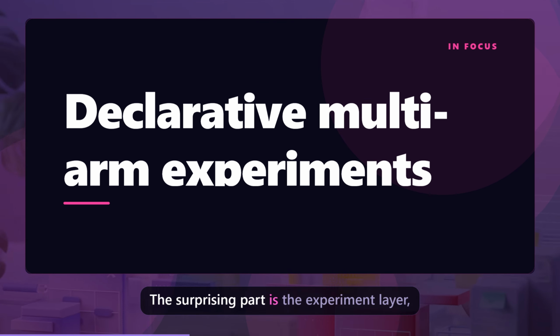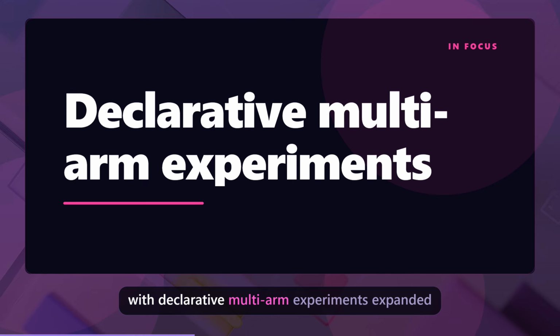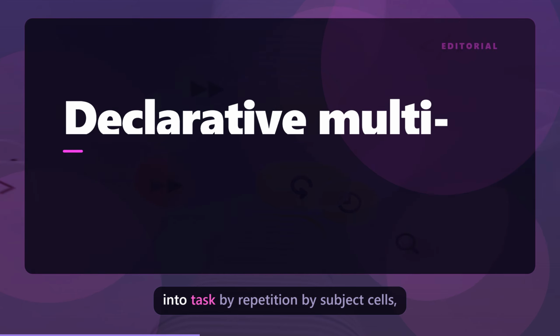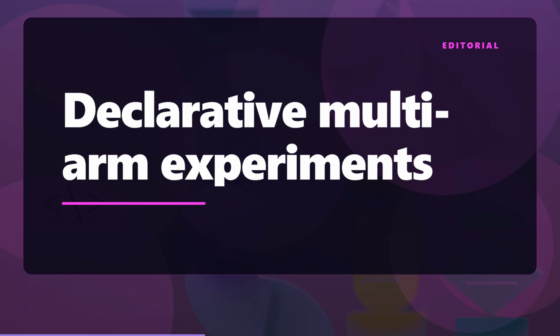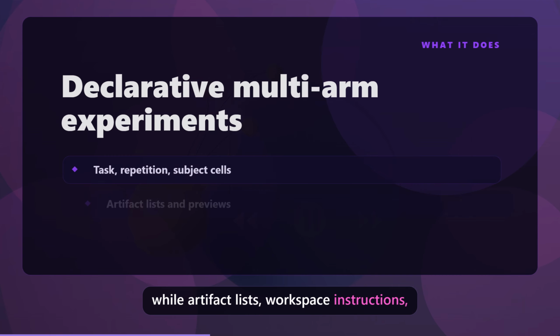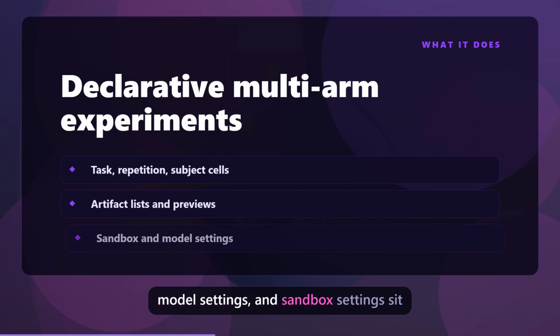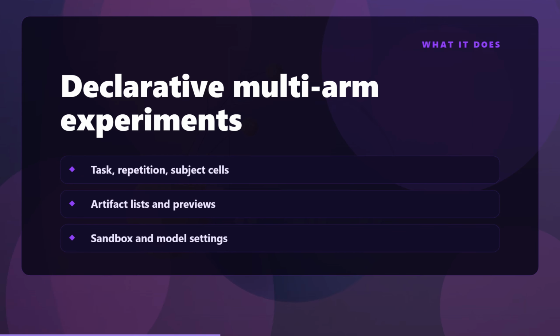The surprising part is the experiment layer, with declarative multi-arm experiments expanded into task by repetition by subject cells, while artifact lists, workspace instructions, model settings, and sandbox settings sit in the same workspace.